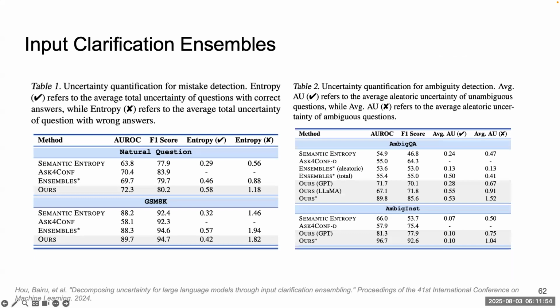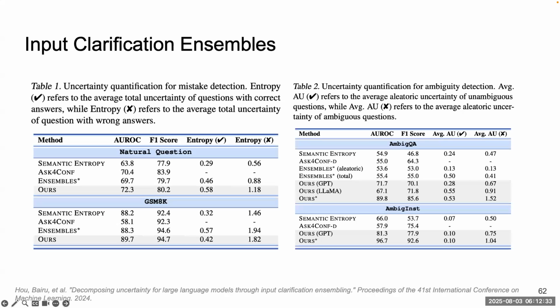And this is their results. So table 1 focuses on the uncertainty quantification for mistake detection. So this means how good the method is at telling us whether the LM's answer is actually wrong. And they're looking at factual QA and GSM-8K. For factual QA it's natural language questions, and GSM-8K is a math reasoning task. And this paper's method shows higher AUROC and F1 scores compared to the other baseline methods.